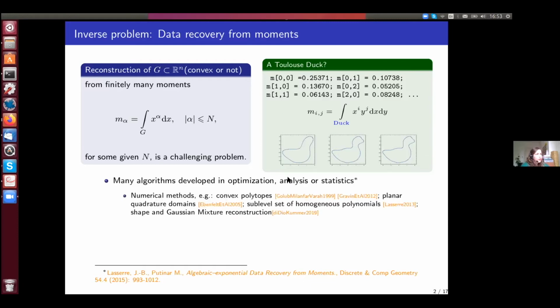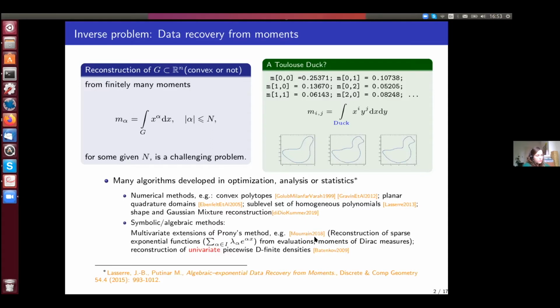Besides this toy example, there have been a lot of algorithms in optimization or analysis which deal with the reconstruction of supports of specific types like convex polytopes, planar quadrature domains, sublevel sets of homogeneous polynomials, etc. There have also been some works from the more symbolic or algebraic perspective, which deal with the reconstruction of sparse exponential functions, which boils down to reconstruction from moments of Dirac measures. There has also been some work done by Batenkov, which deals with the reconstruction also of the density, but in the univariate case, when the density is piecewise defined.